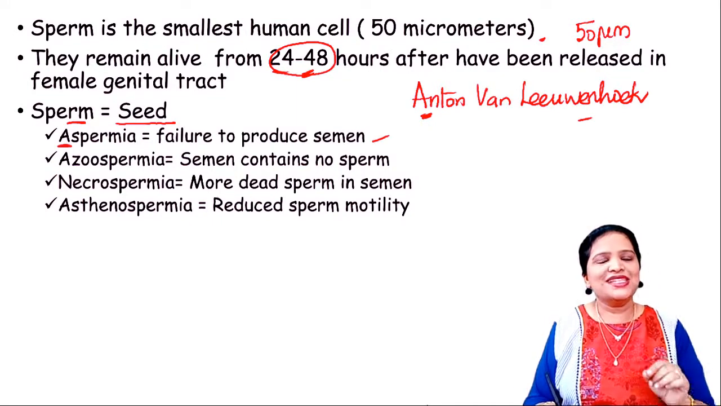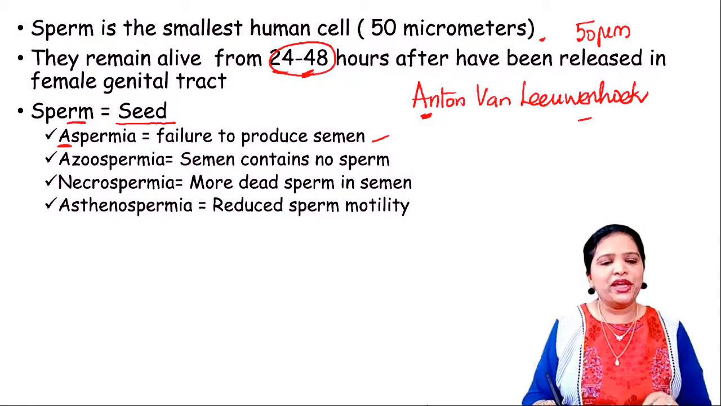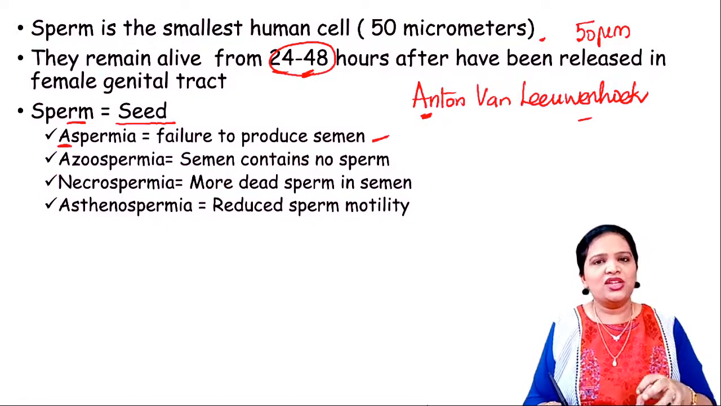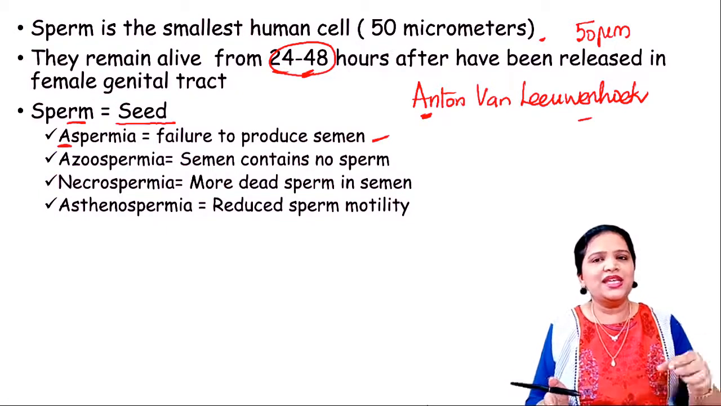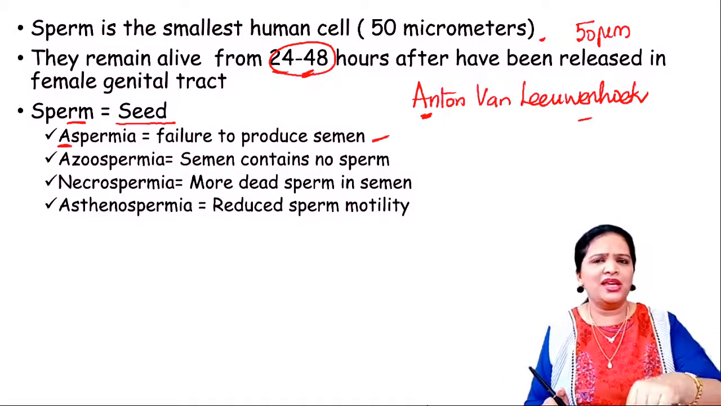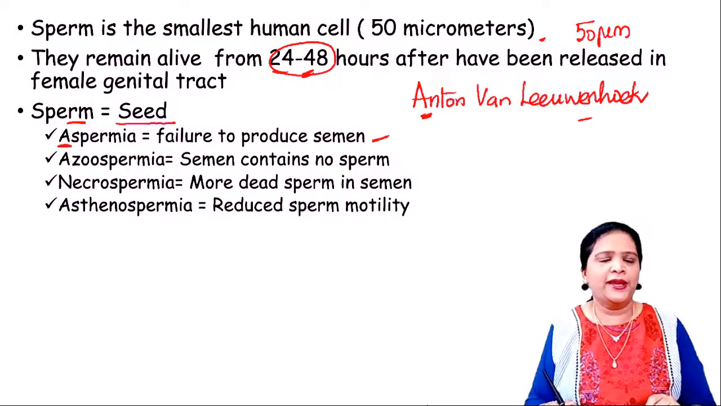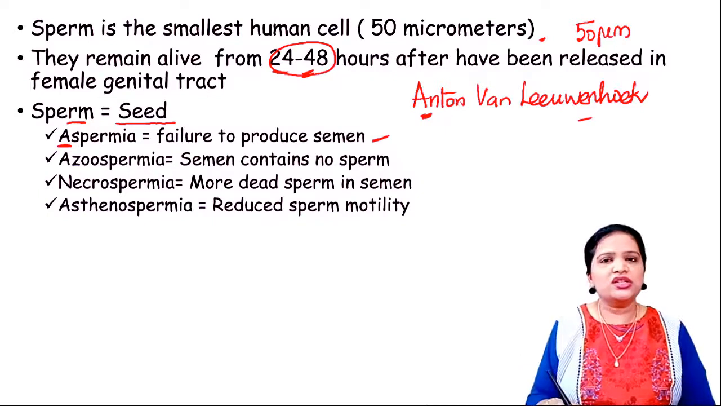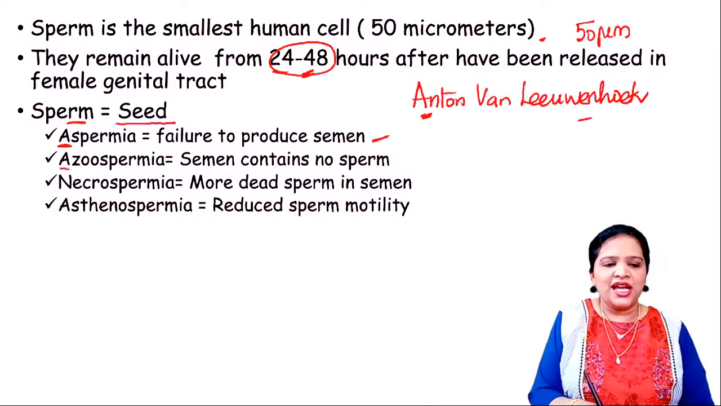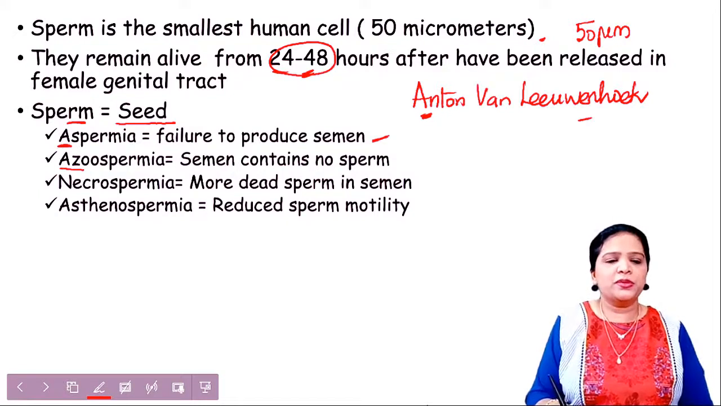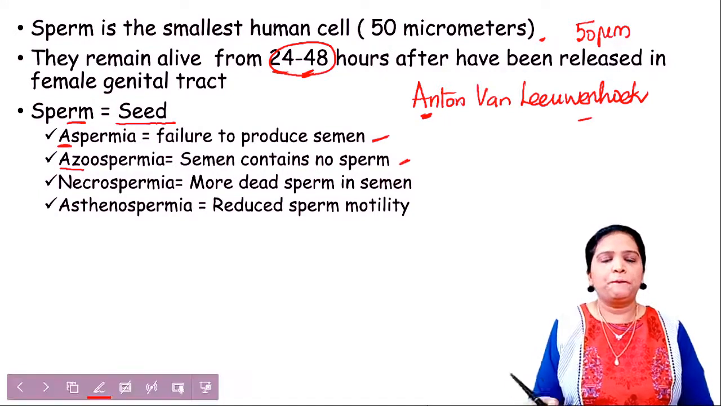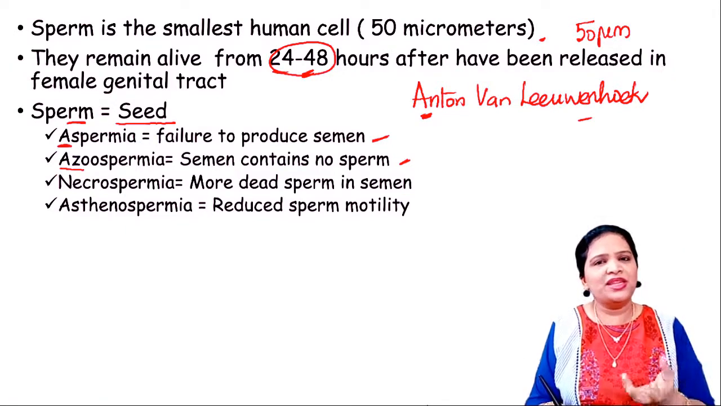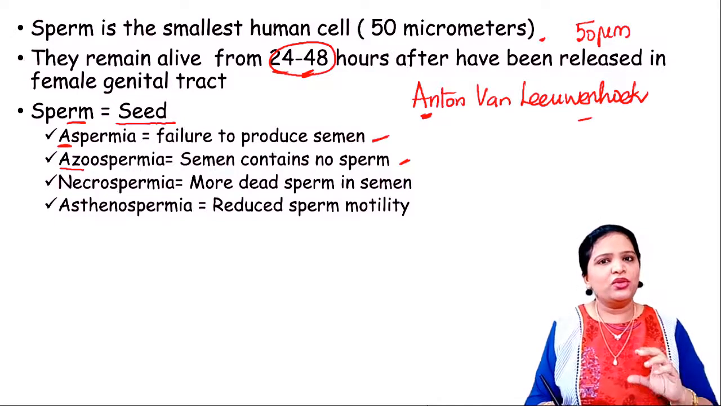Okay. What is aspermia? Aspermia means failure to produce semen. In some males, there will be some blockage or obstacles in the ejaculatory duct or in some other duct inside the male genital organ. So semen will be produced but they could not be released out. That condition is called aspermia. And another word called azoospermia. Azoospermia means semen contains no sperm. Semen is there but there is no sperm because of a problem in sperm production. No sperm in the semen.